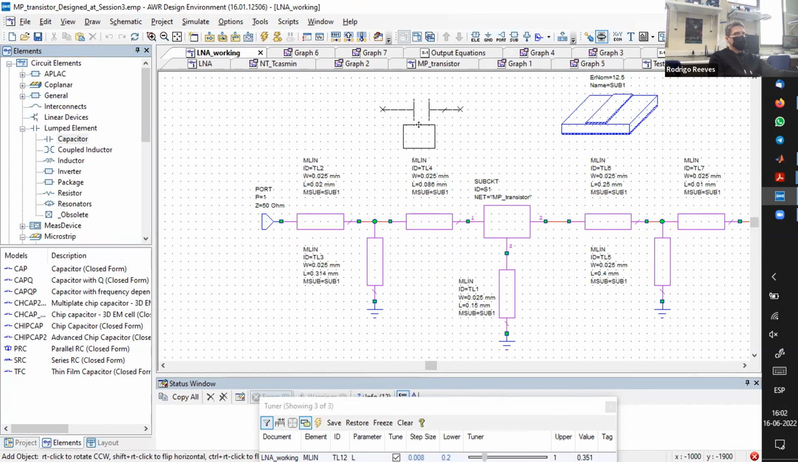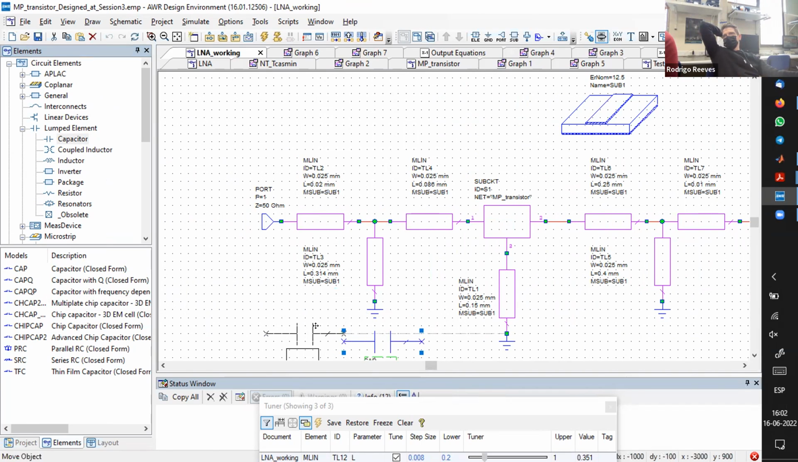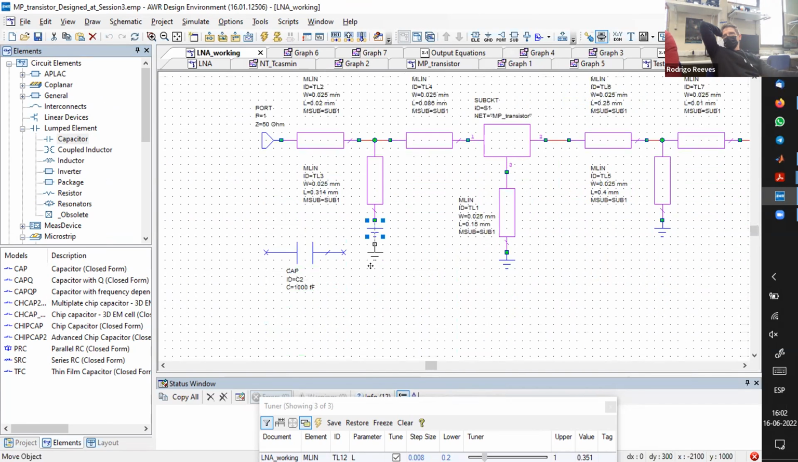At this point, well, this one, put it there in between the ground and the... Sorry? So you mean in between. Right. Which value? I think 2 picofarads first.